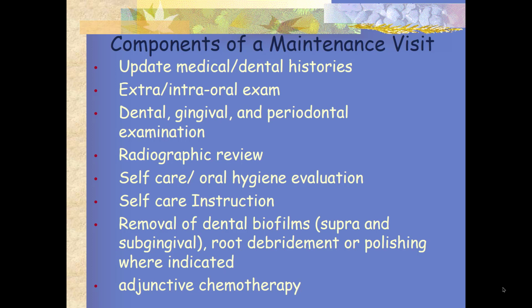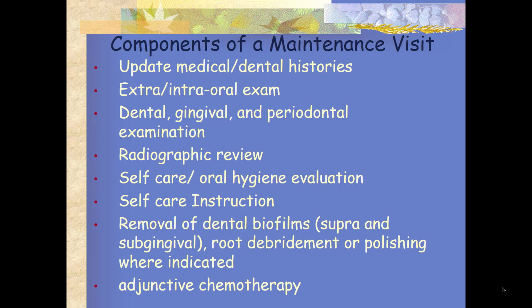So when everything's going well, the components of a maintenance visit are updating the health history, extraoral, intraoral, dental charting, gingival assessments, perio exam, comparing probe depths, position of the gingival margin, mobility, furcation, and radiographic review, and this is something you always have to reassess. What does the patient need for current radiographs? You always need to know the current situation with your perio patient and make sure that you have an accurate representation of what's going on in their mouth. And that determines when you need to update them, when you no longer have an accurate representation of their mouth radiographically.